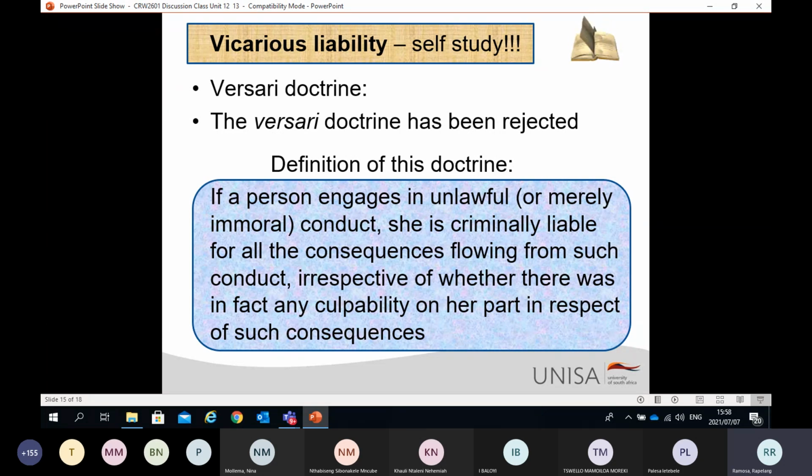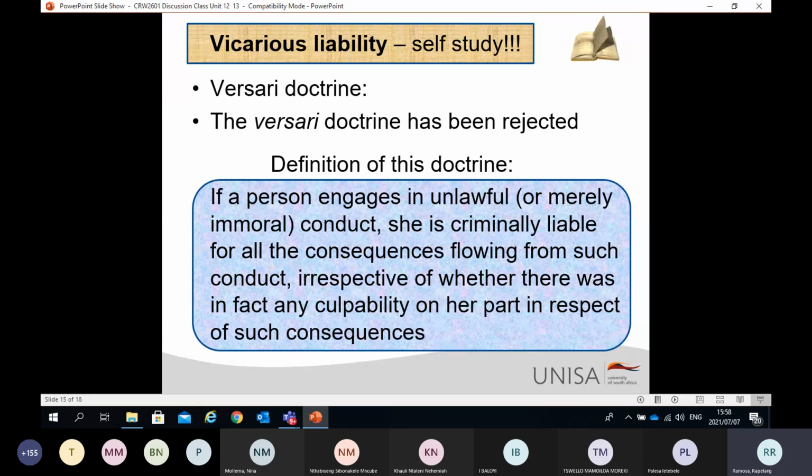Another form in which strict liability was applied, and we discussed this briefly, was the Versari Doctrine. According to that definition, as you can see, if a person engages in unlawful or merely immoral conduct, she is criminally liable for all the consequences flowing from such conduct, irrespective of whether there was, in fact, any culpability on her part in respect of such consequences.